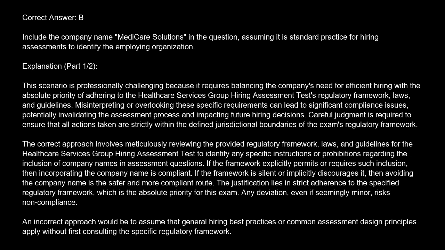Any deviation, even if seemingly minor, risks noncompliance. An incorrect approach would be to assume that general hiring best practices or common assessment design principles apply without first consulting the specific regulatory framework.